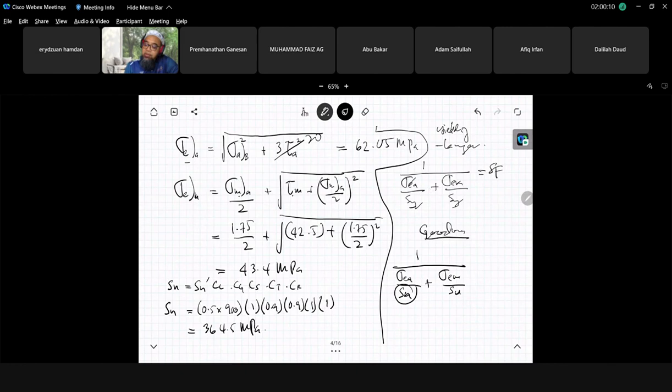Okay, so you get all the value for calculating the safety factor according to yielding failure and the fatigue failure using the Goodman. So when you insert all the value that we have calculated here, then for yielding Langes, you get 6.64. And for the Goodman is 4.6.